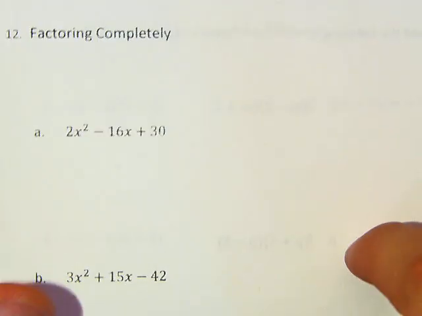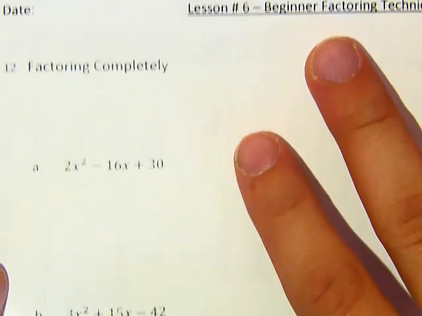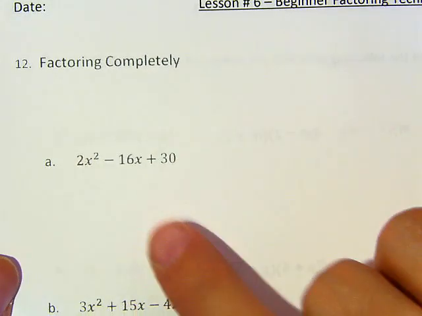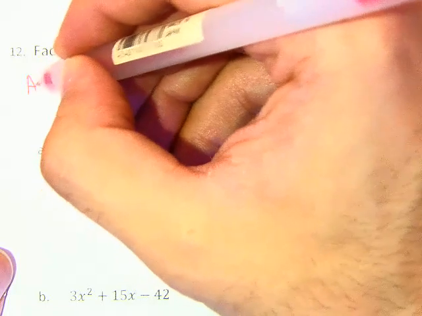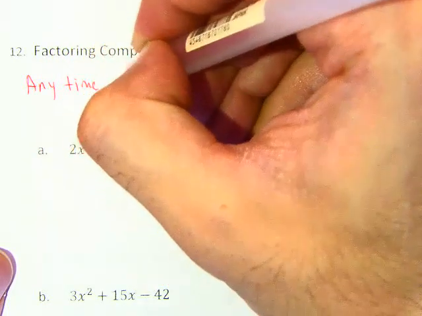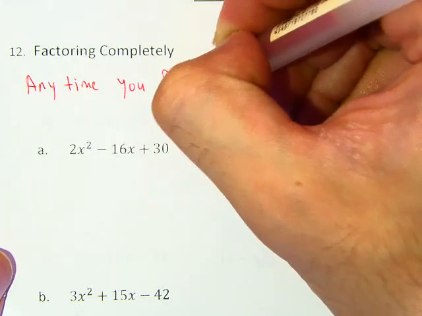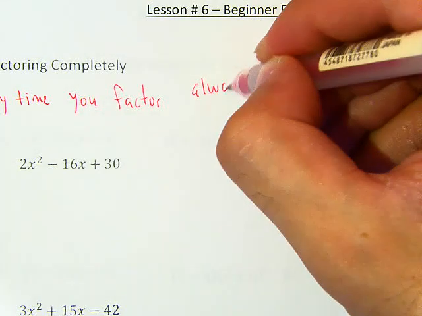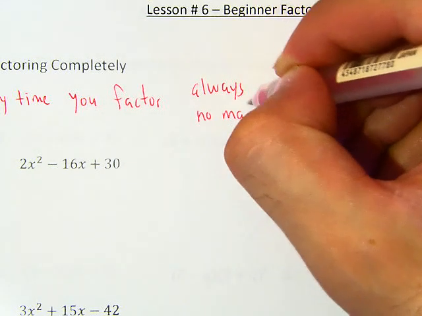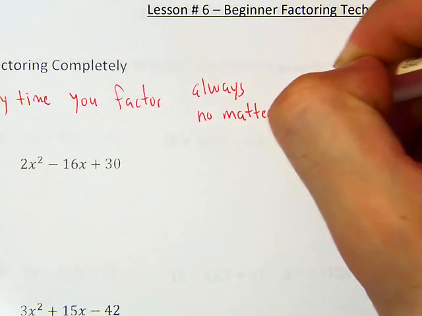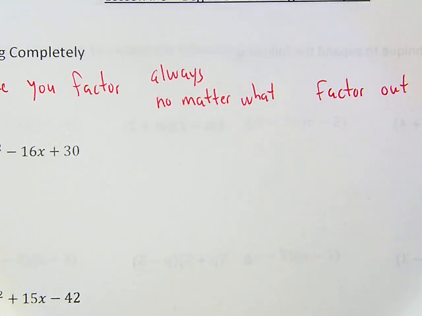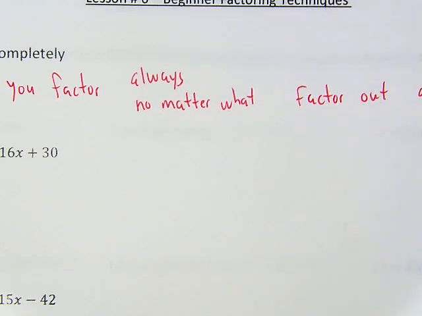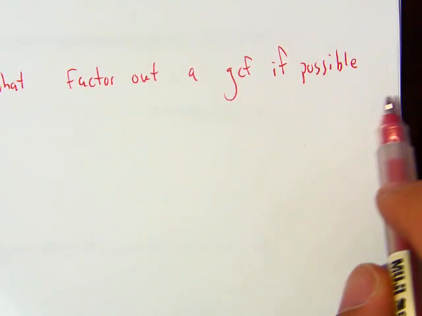All right, welcome back. So let's do the final section for lesson number 6, and this is factoring completely. So the goal is, from now on, anytime you factor, always, no matter what, factor out a GCF if possible.